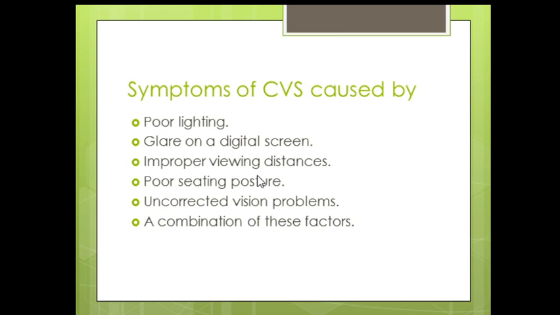The symptoms of computer vision syndrome are caused basically by poor lighting. Say you are working in a room and your lighting conditions are not proper, you have made dim light conditions and you are using your smartphones, and also your laptops, or viewing a television in a dark room. So poor lighting conditions can also cause computer vision syndrome issues.